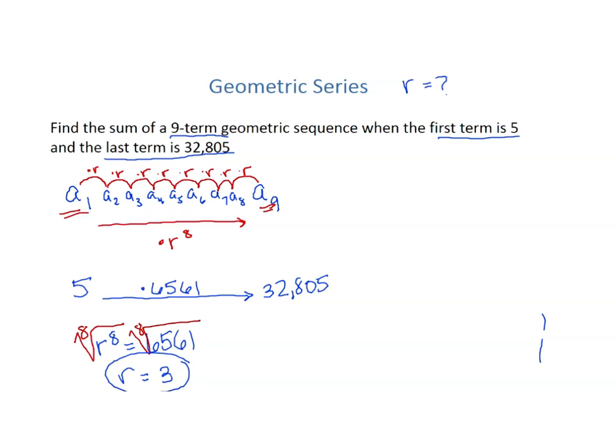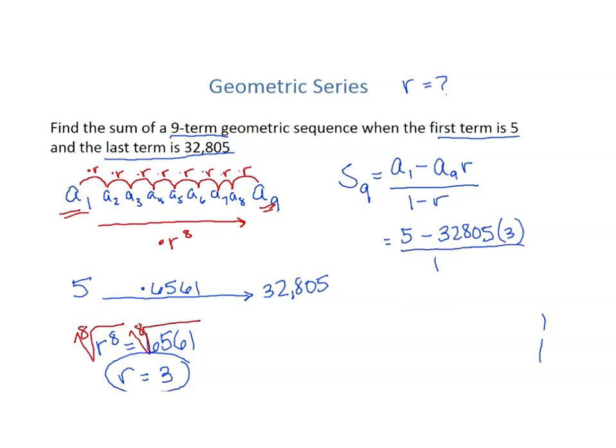So because I have the first term and the last term, I'm going to use the other formula, the one that we haven't used yet. So for S, the sum of the first 9 terms is going to be, here, let me write the formula first, A1 minus A9 times r over 1 minus r. So now let's plug in. The first term is 5. The 9th term is 32,805. r is 3, all over 1 minus 3.